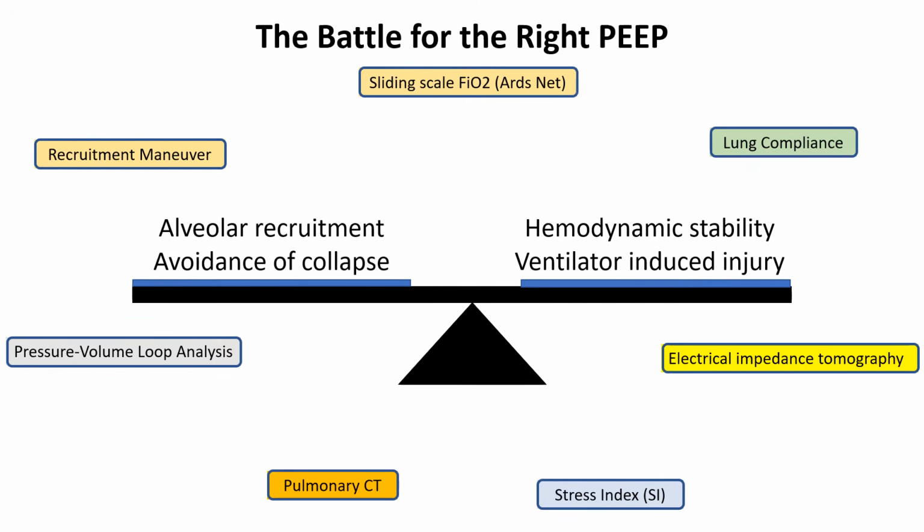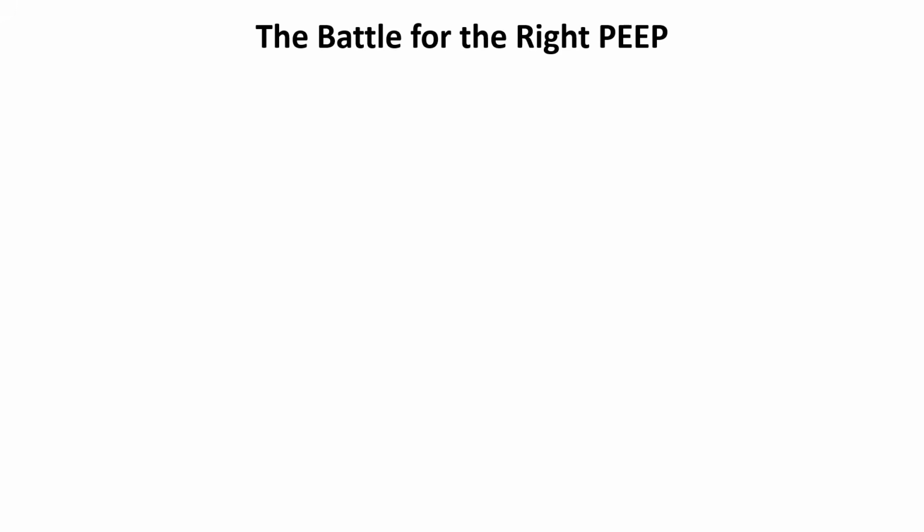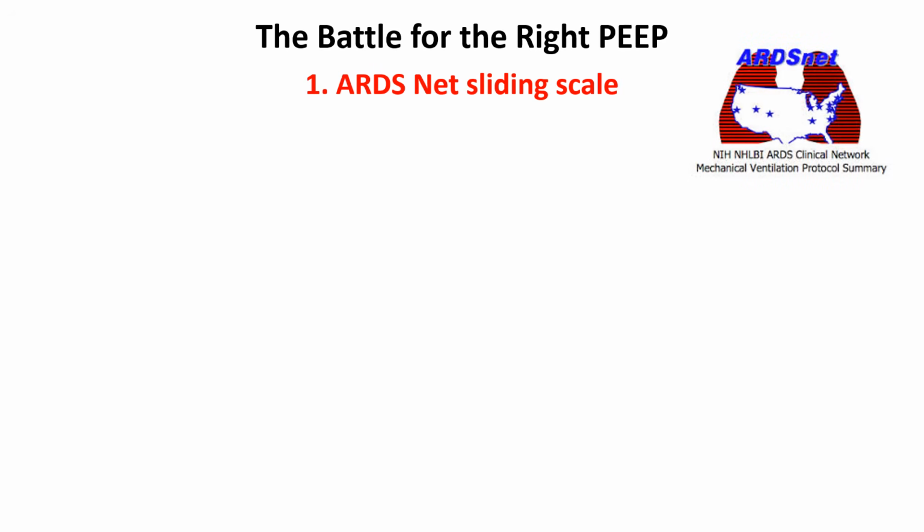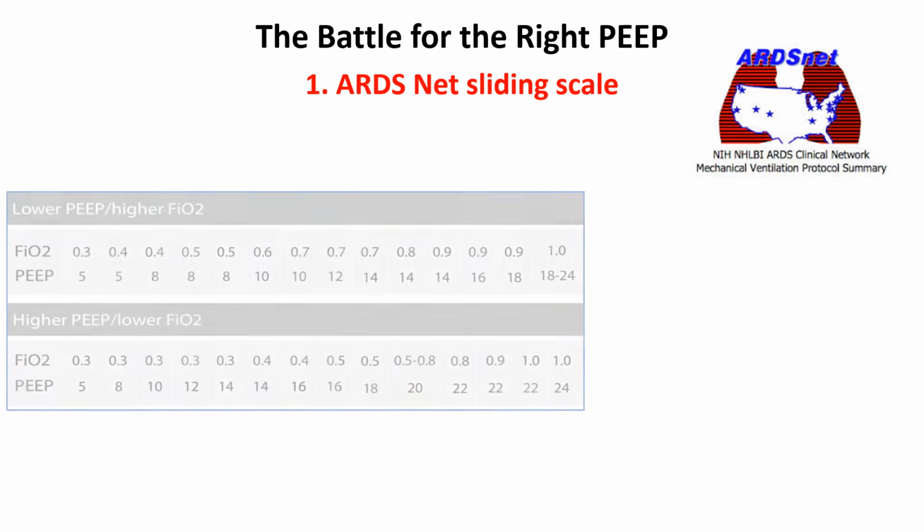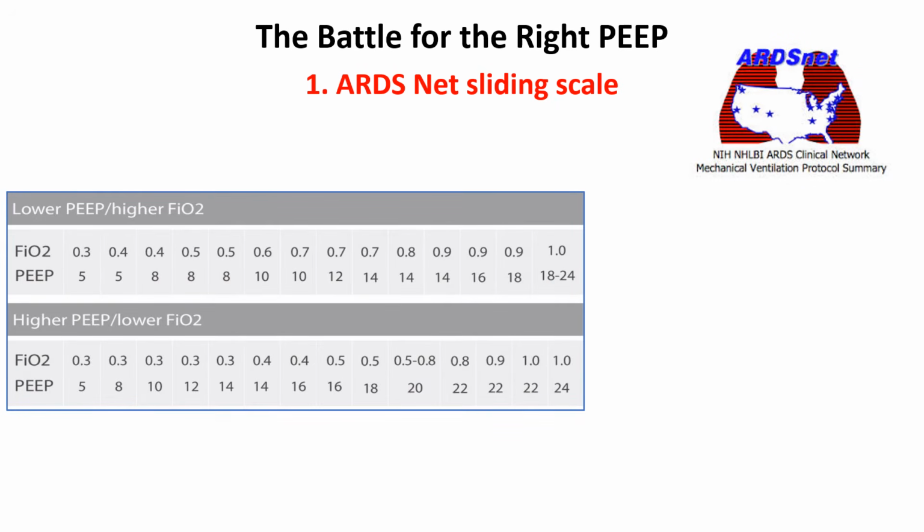hemodynamic stability. The ARDS-NET sliding scale for PEEP adjusts levels based on FiO₂ requirements to optimize oxygenation while minimizing lung injury. This approach adjusts PEEP in response to the patient's oxygenation needs, increasing PEEP when FiO₂ requirements are higher and lowering it when FiO₂ is reduced.